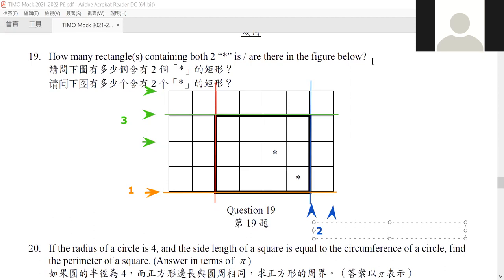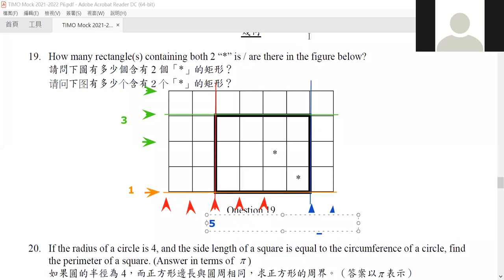Okay. Finally, let us look at the left side. For our left side, it must be on the left of all the stars, which is 1, 2, 3, 4, 5. So there are five different positions for this. A rectangle consists of four different sides.